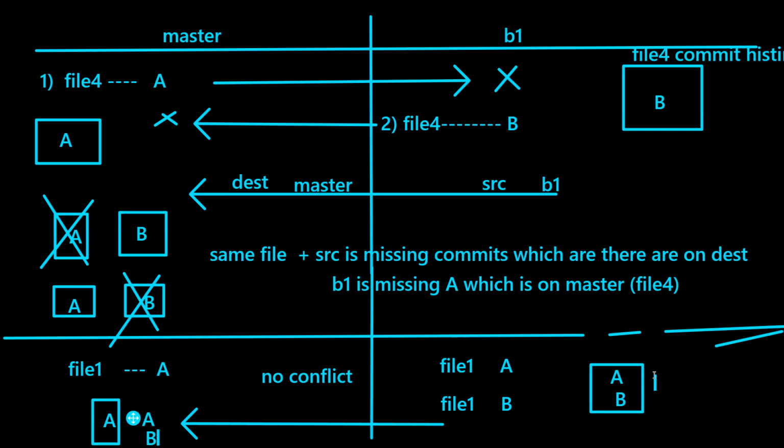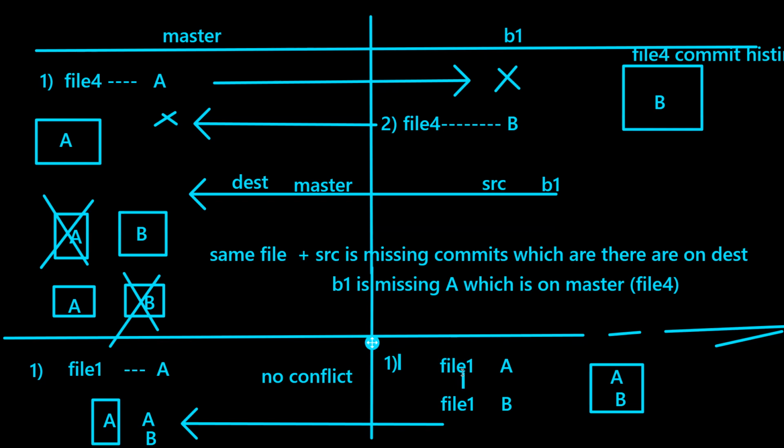Ma'am, can you explain this one more, last one? See, you execute the same scenario with another file. Let's take a file 1. First, on master, file 1 has some commit A. Then you made a branch B1. Then obviously you'll get file 1 and commit A. Correct? Is the first step clear?